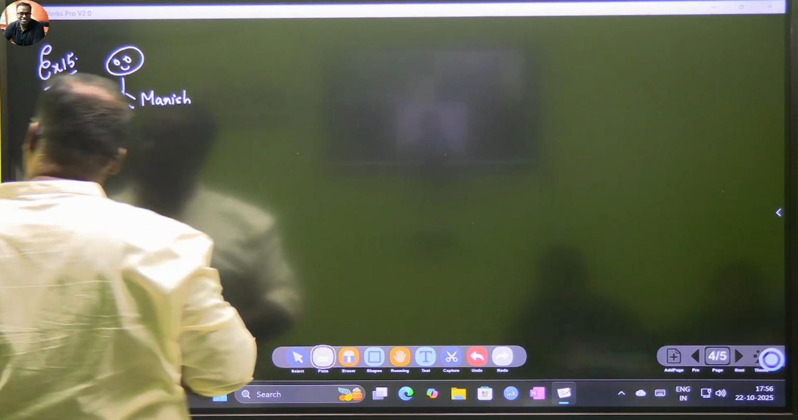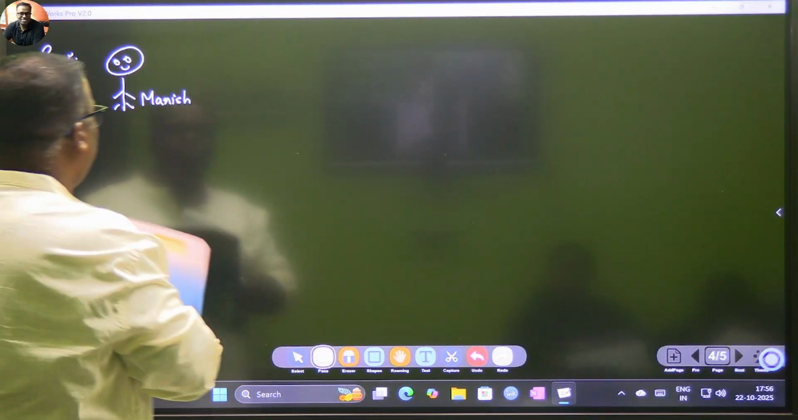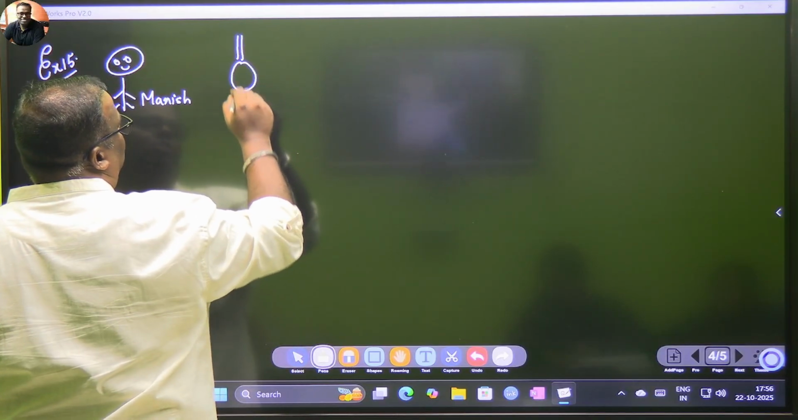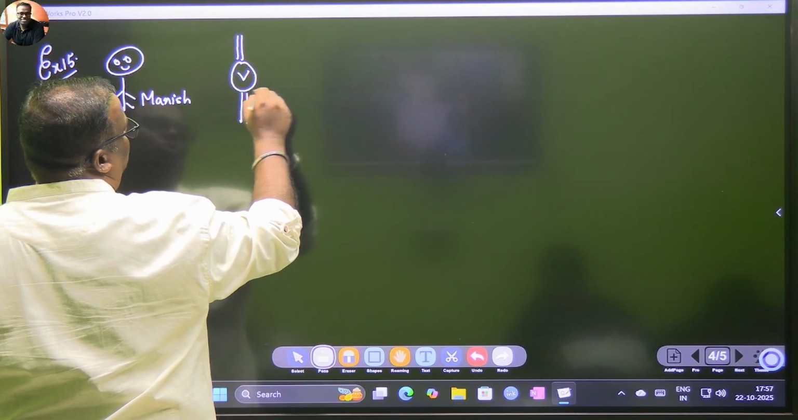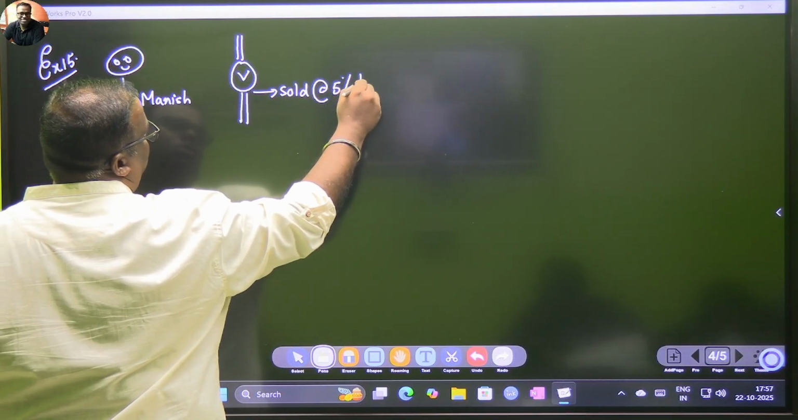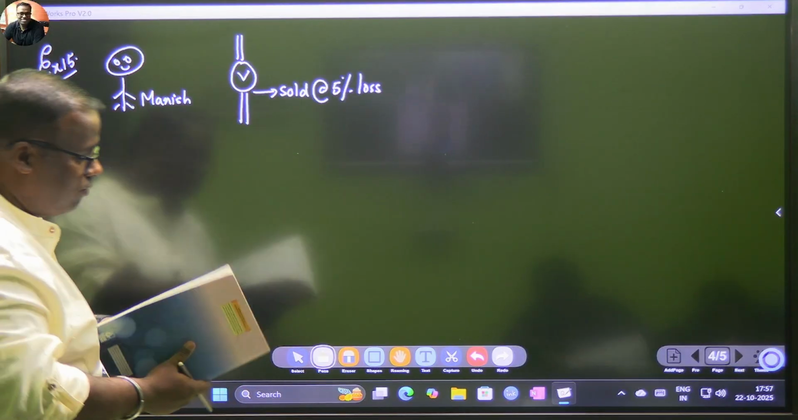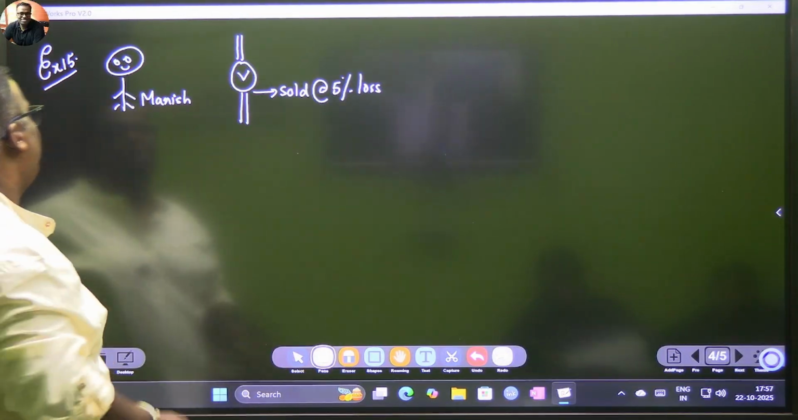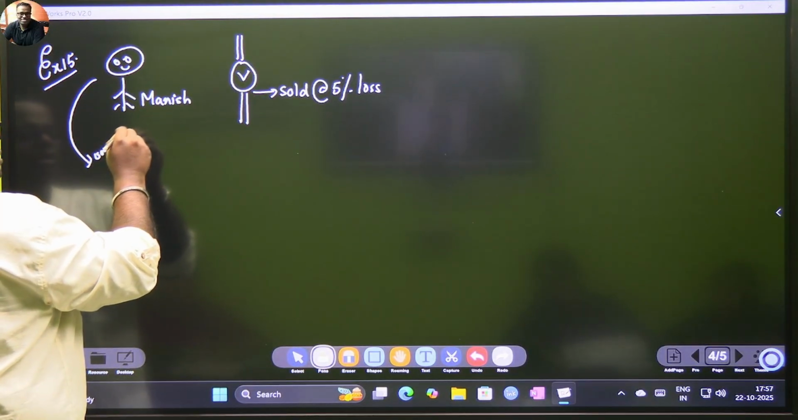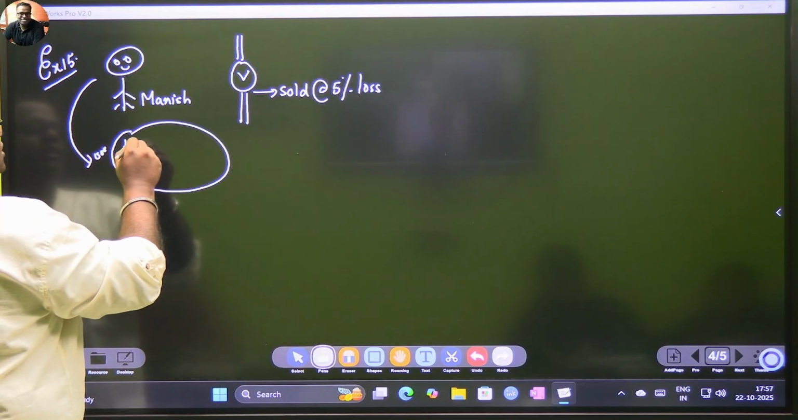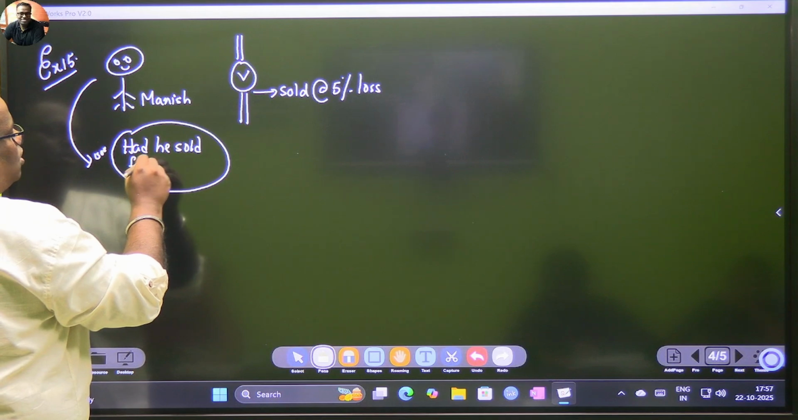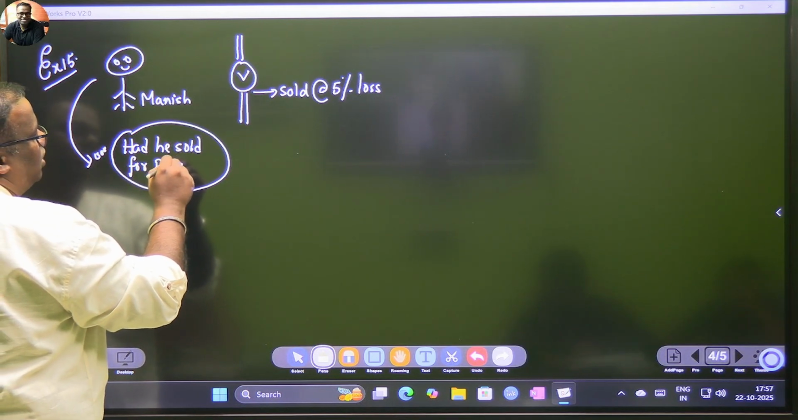So what Manish has done, he has sold a watch at 5% loss. Manish has sold this watch at 5% loss. Then there's a thought in his mind. The thought is, had he sold it for rupees 312 more.